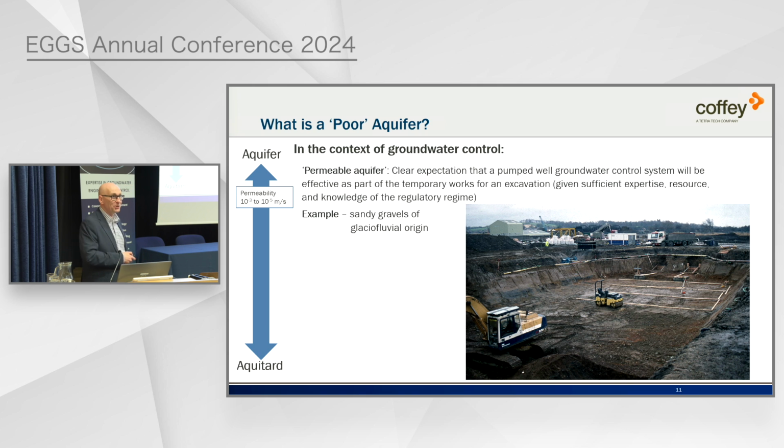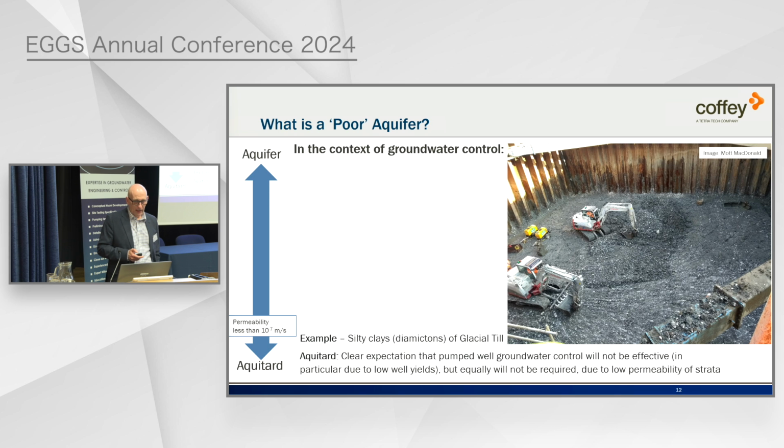It's from West Yorkshire, I'm afraid, and it's some glacial sands and gravels. You can see there's a wellpoint system around the outside, and so they're pumping probably quite a quantity of water. They've lowered the groundwater levels, and you've got a grinding material there. Pretty routine groundwater control.